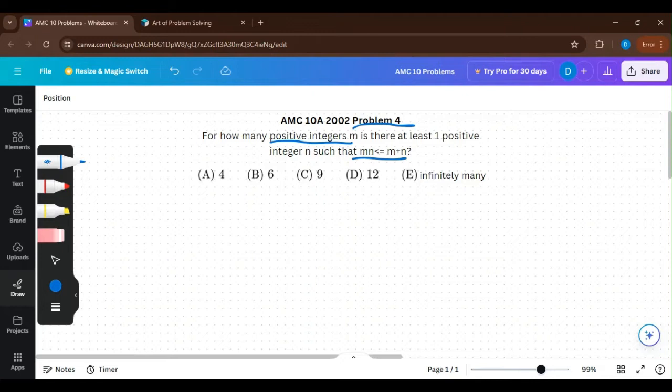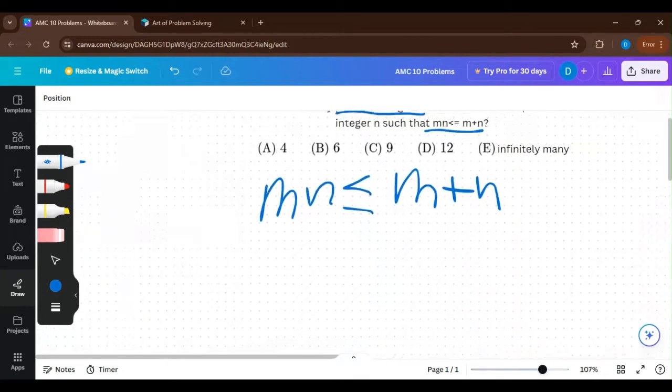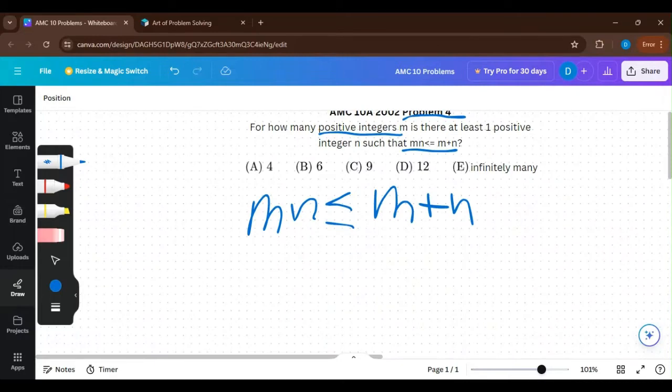And as I see here, you can do Simon's favorite factoring trick. And how do you do that exactly? Well, you move m plus n to the other side. So mn minus m minus n is less than 0.